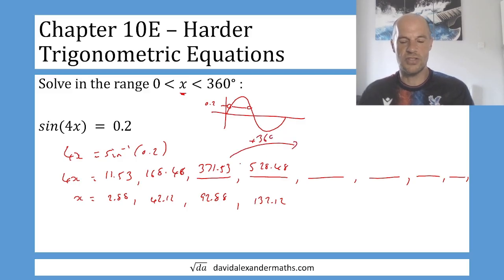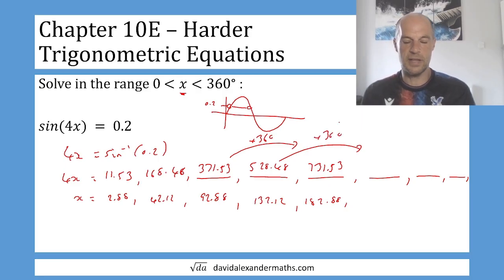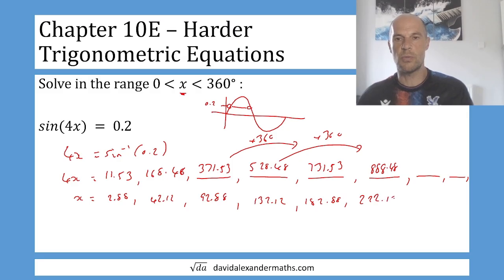So let me add 360 to the 371.53, plus 360, that is 731.53, and when I divide that by 4, I'm getting 182.88, again well within range. Let's add 360 to the 528.48, so plus 360, that is 888.48, and when I divide that by 4, I'm getting another x value that's well within range, 222.12.